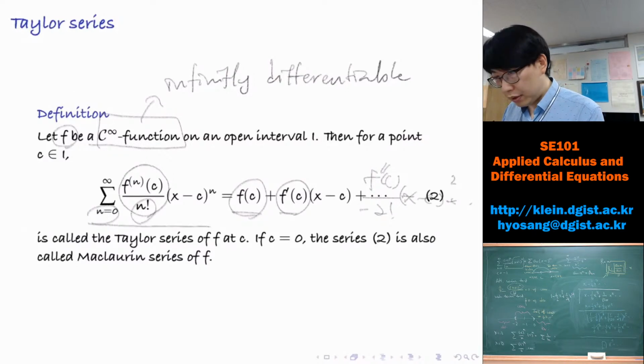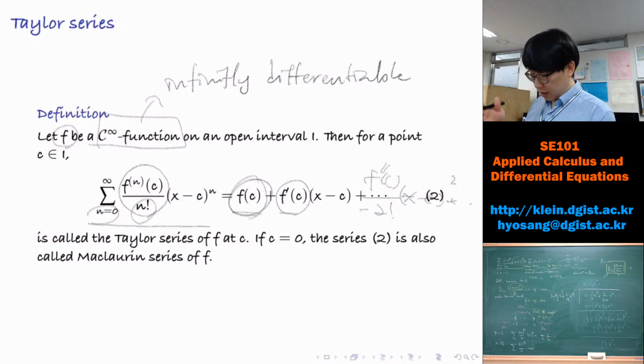So this power series always converges at the center c, which is the value of the function at c. And every time you add power terms, this series becomes closer and closer to the graph of the function. Okay.